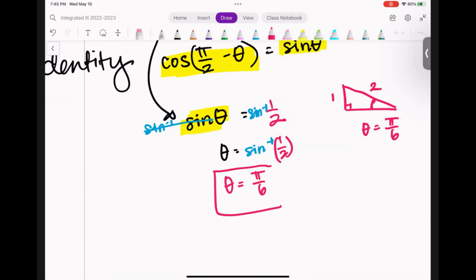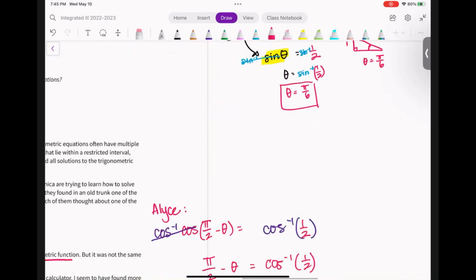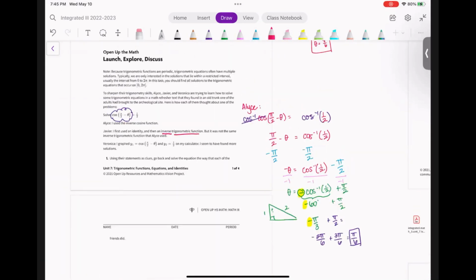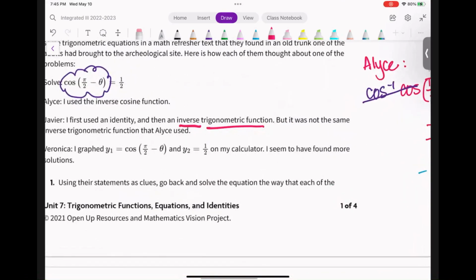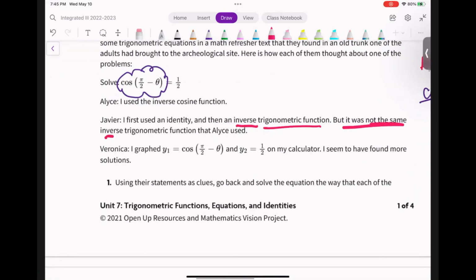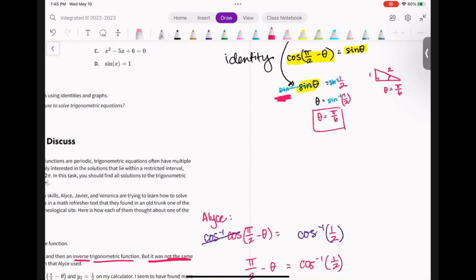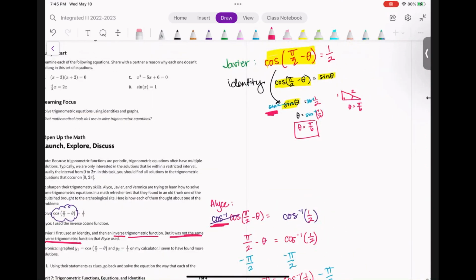So he gets the same answer that she gets, right? Javier gets the same thing as Alice. Notice Javier said, but it wasn't the same inverse trig function that Alice used. And they use different inverse trig functions. Javier uses sine inverse versus Alice uses cosine inverse, right?